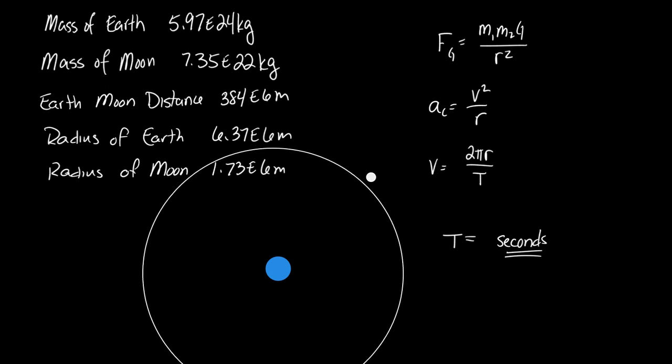So this is the orbital parameters we have. Looks like the mass of the Earth is the thing that's being orbited, and the mass of the moon is the thing that's doing the orbiting. I did give you 3 distances. Probably one of them is the one to use.